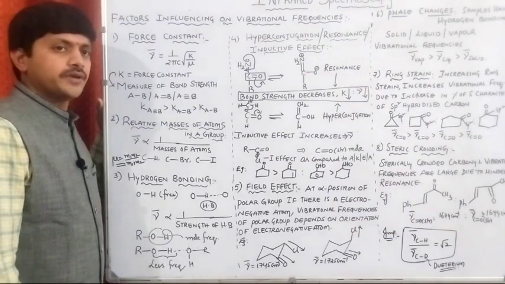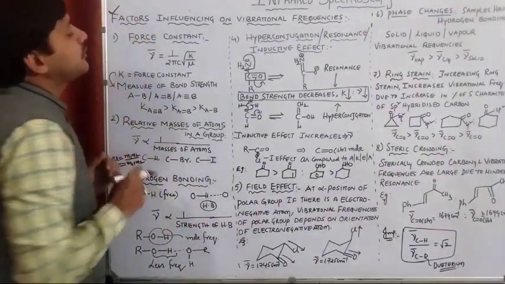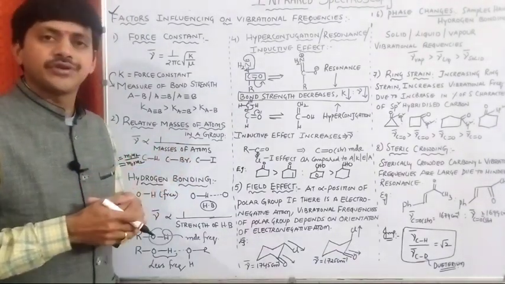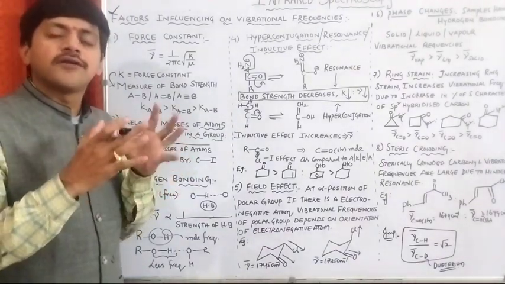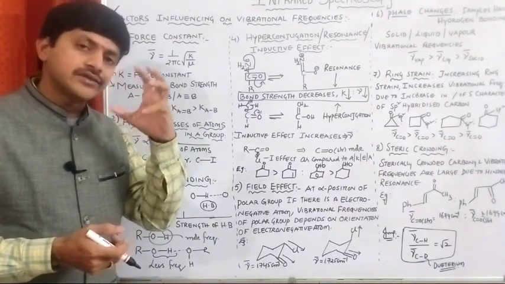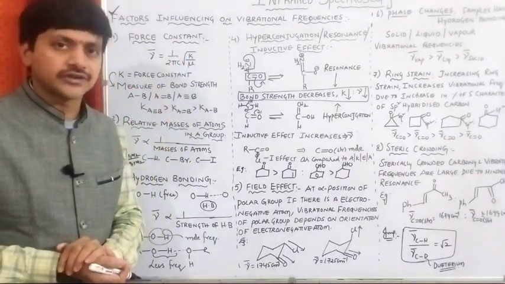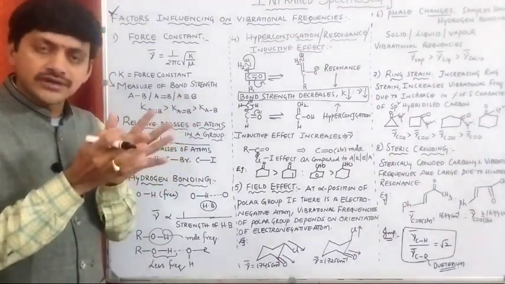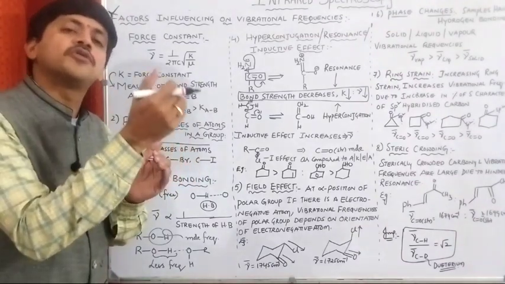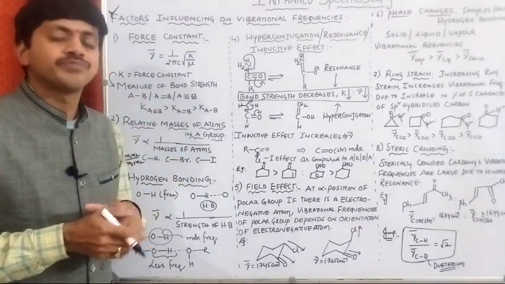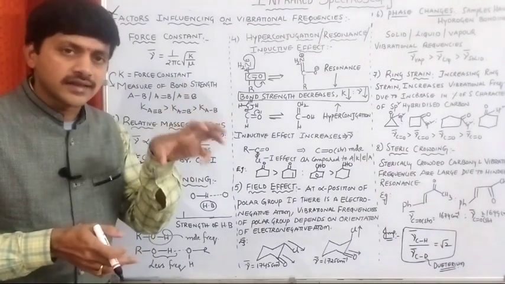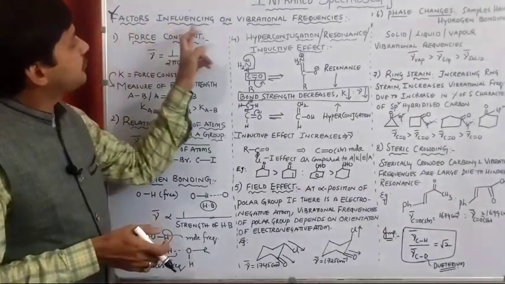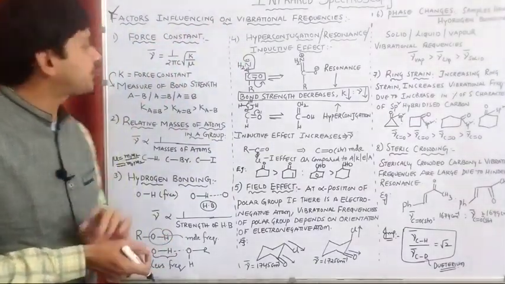Let's discuss the next topic, that is factors influencing vibrational frequencies. Already in the last video we had a discussion on the vibrational frequencies of different kinds of bonds in different organic functional groups, right? There we have observed that for some of the bonds vibrational frequencies are less, for some compounds vibrational frequencies are more. Why? What is the reason? The reason we are discussing in this particular video. Factors influencing vibrational frequencies. What is the first factor?